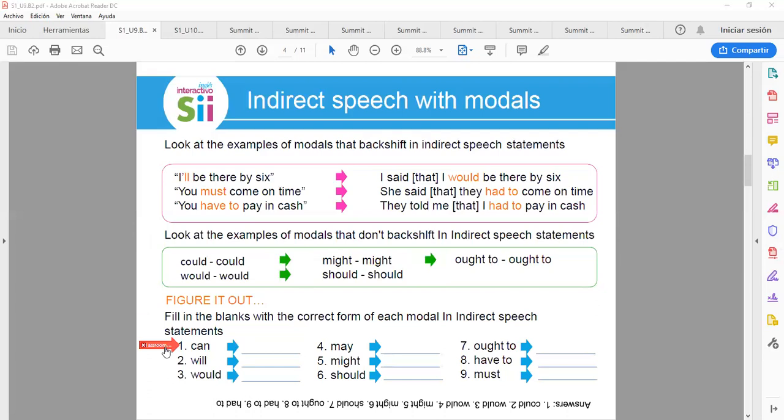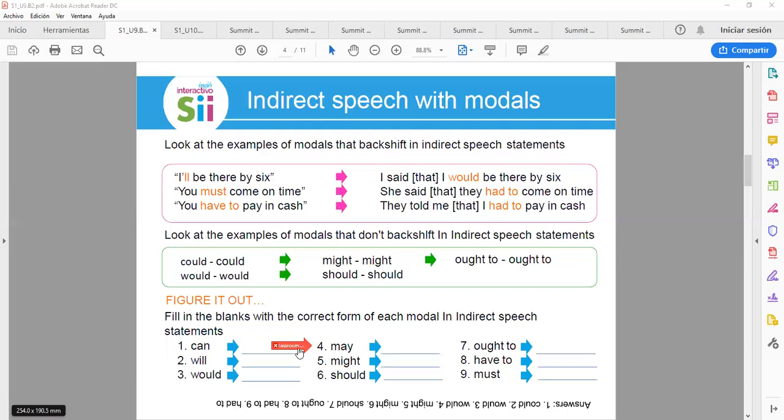Number 1, can. Excellent. The answer is could. Number 2, will. Excellent. The answer is would. Number 3, would. Excellent. The answer is would. If we are using the auxiliary would, it won't change in the indirect speech.